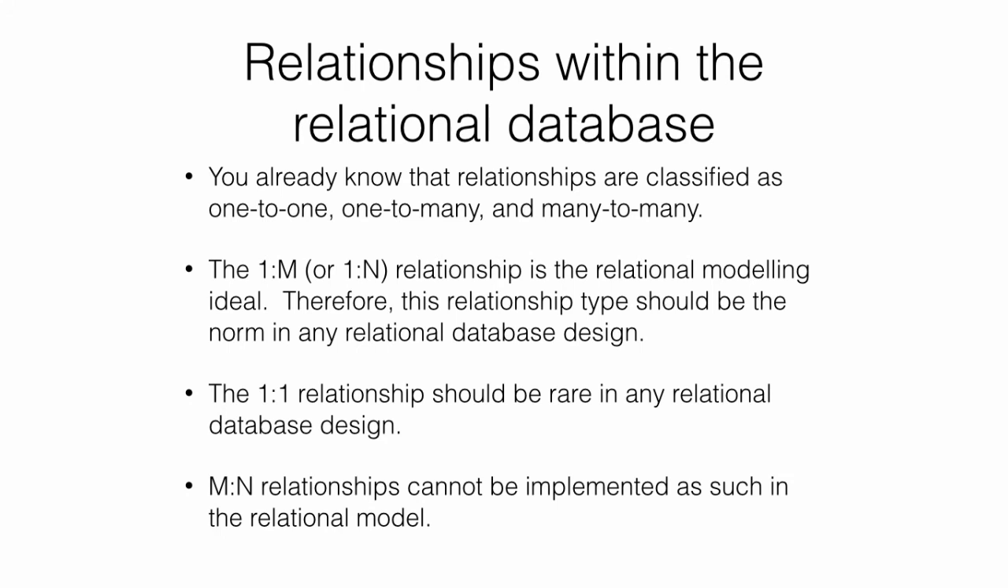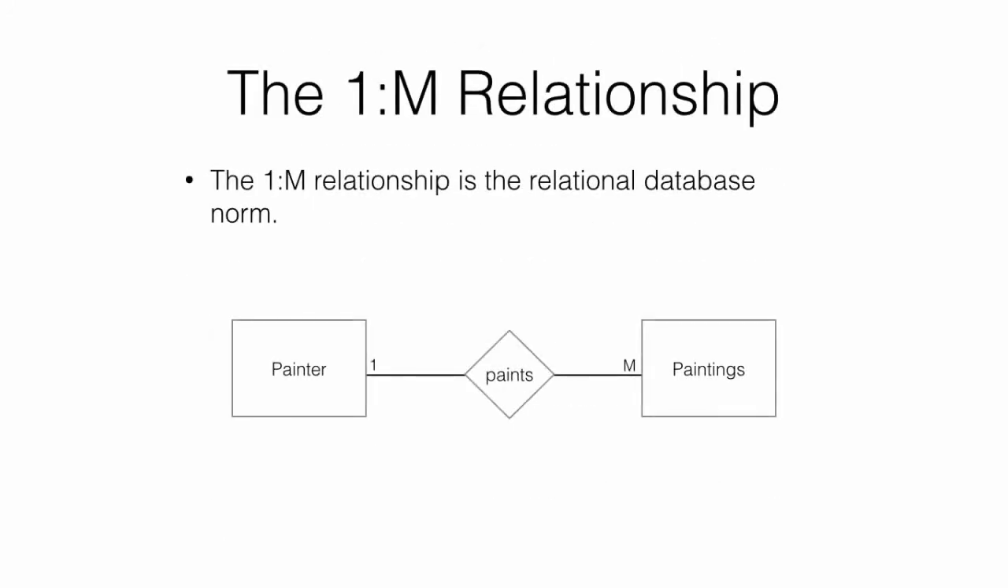As a general rule of thumb, though, a one-to-one relationship is fairly rare. However, in the simple solutions that we're building at the start of this unit, you may find that they regularly occur just because they're quite simple. As mentioned in the previous slide, the one-to-many relationship is the relational database norm. You can see in the picture below the relationship between the painter and his paintings. So you can see here the one painter has many paintings.